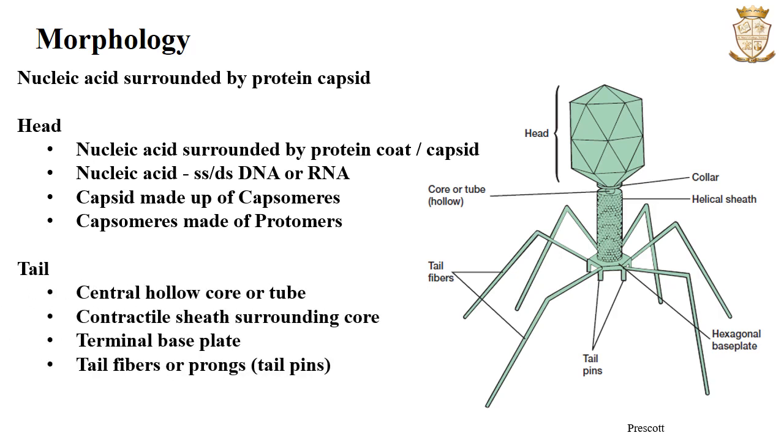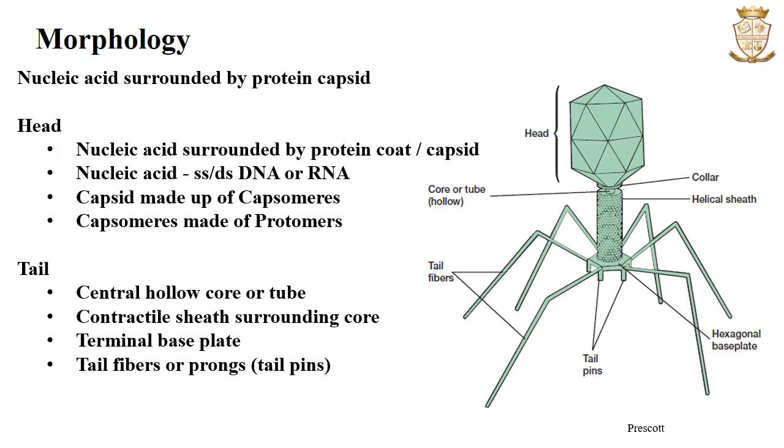Next is the tail. The tail is composed of a central hollow core or tube. This central hollow core is surrounded by a contractile sheath. Most phages have this contractile sheath, but some phages do not. Then there is a terminal base plate at the end of the tail, and on this hexagonal base plate, several tail fibers are attached. Some phages also have prongs or tail pins attached to the lower end of this base plate.